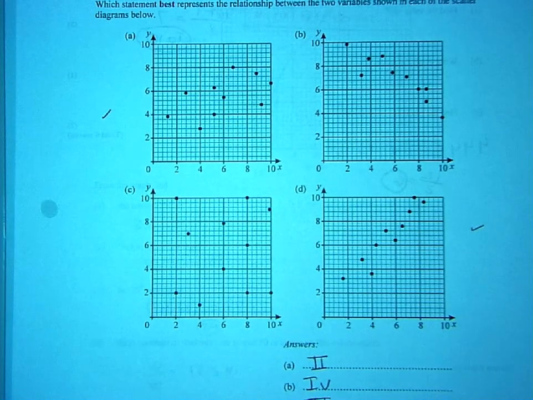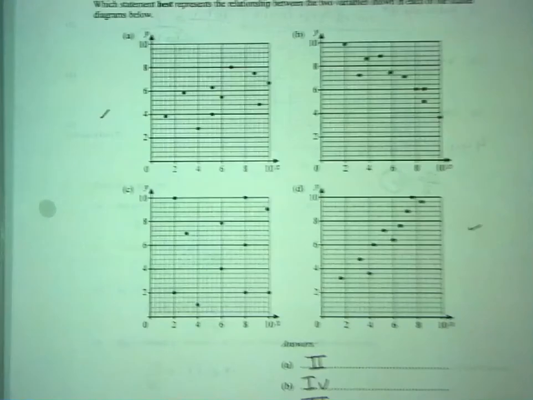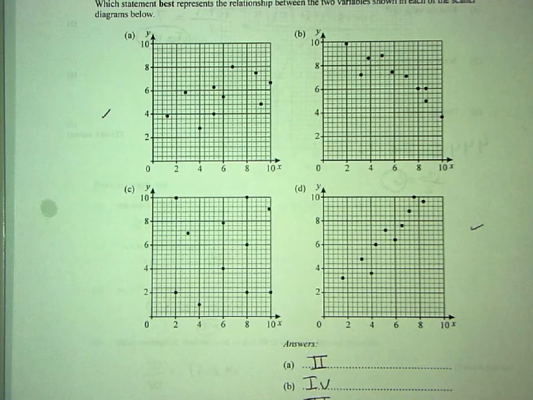Alright guys, so just trying to save a little bit of class time, go over the quiz here that we had on Friday. So looking at the first page, the first question is going over correlation, which is hopefully something you guys have gotten. It says, which statement best represents the relationship between the two variables?